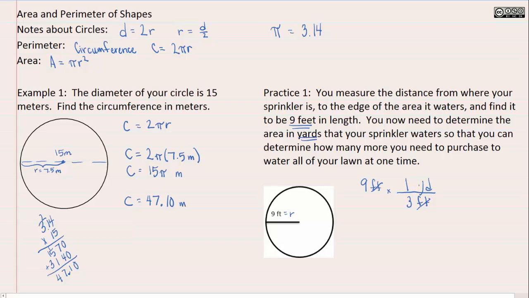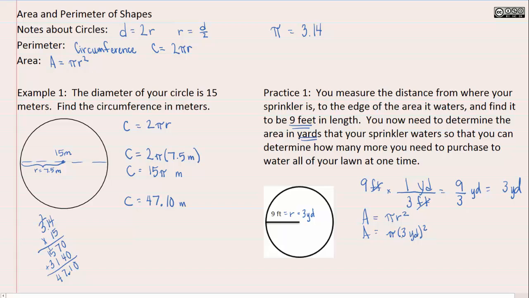Now that I have 1 yard in the numerator, I would have 9 over 3 yards, which would reduce to 3 yards. Now that I know the radius in yards, I can keep going with the problem and find the area. Area is equal to pi r, or radius, squared, which means I will need to square the radius first. So let's take 3 yards and square it.